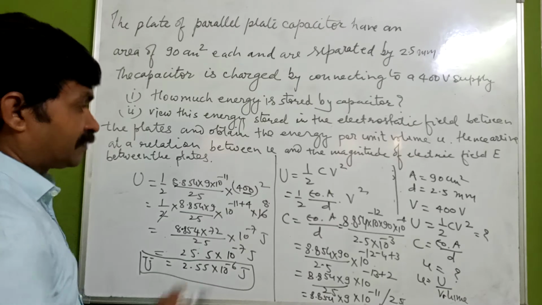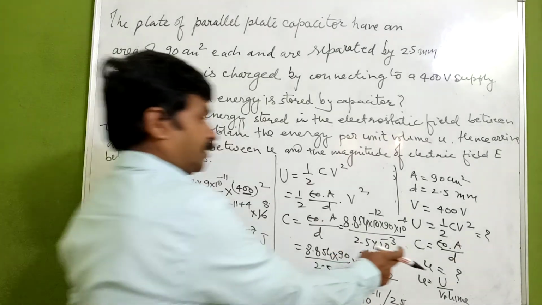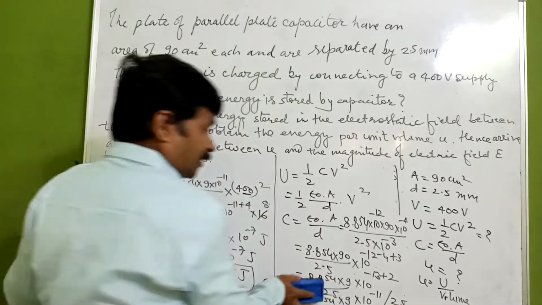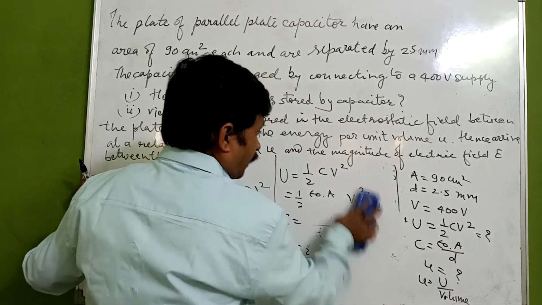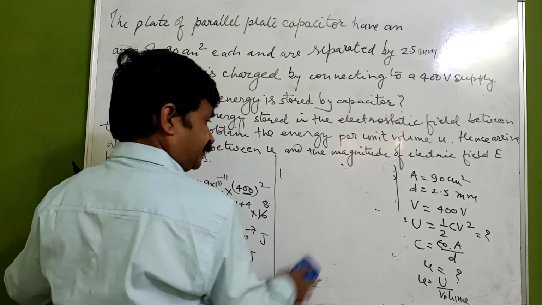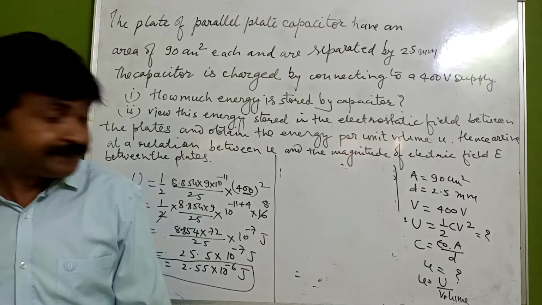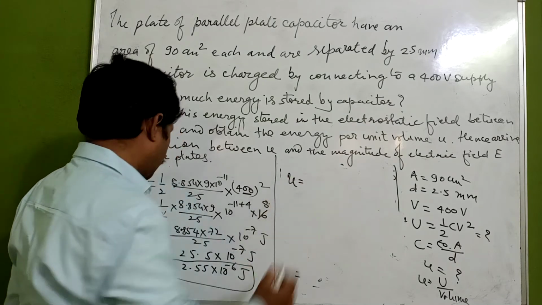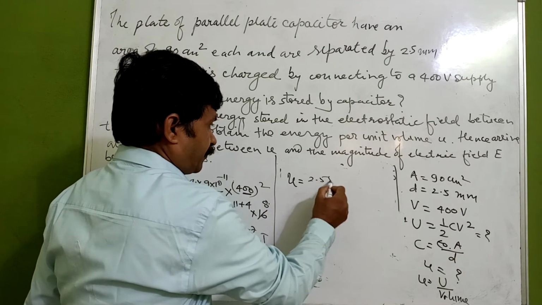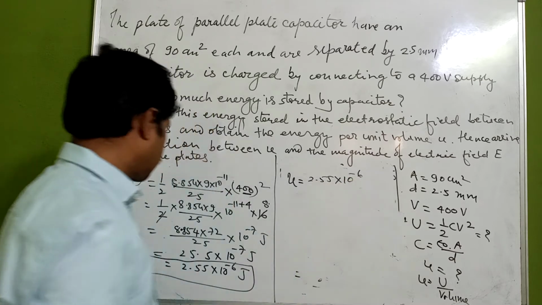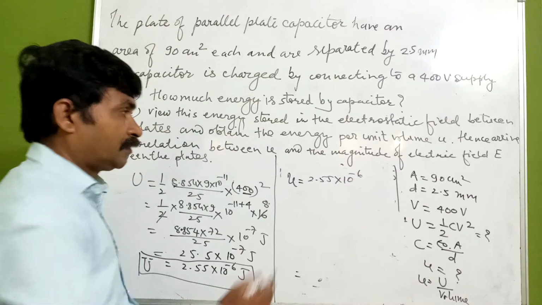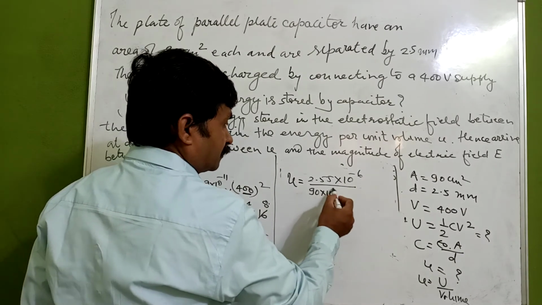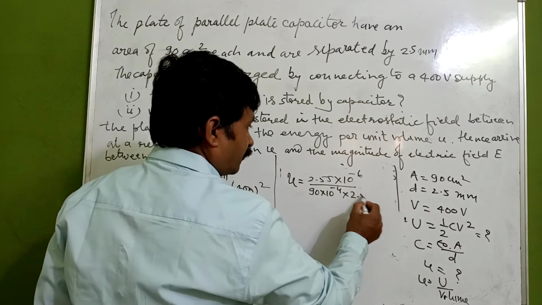Okay, now once we have got the energy, now what we need to do, we have to calculate energy density, that is energy per unit volume, and for that we can have another relationship, that is u is equal to 2.55 into 10 raised to the power minus 6, means we will be using this energy per unit volume, dividing it by area, that is 90 into 10 raised to the power minus 4 into 2.5 into 10 raised to the power minus 2.